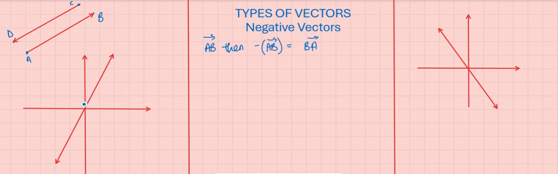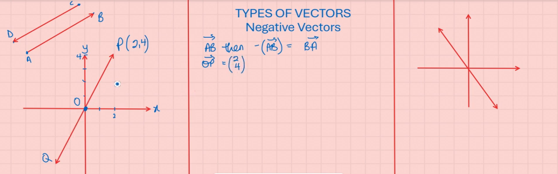Now, how do we find negative vectors? Assuming we have a Cartesian plane, we have two vectors. One is OP and one is OQ. Now let's find the coordinates of P. We can see that P is 1, 2, and 1, 2, 3, 4. So P is going to have the coordinates 2, 4. So the vector OP is going to be given by 2, 4.